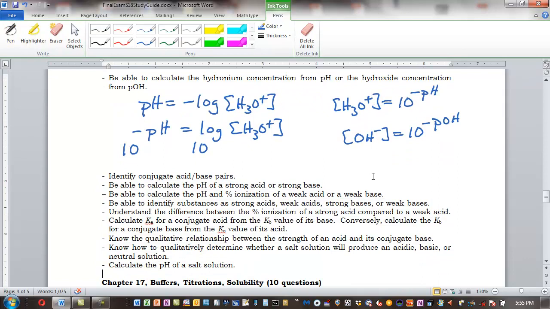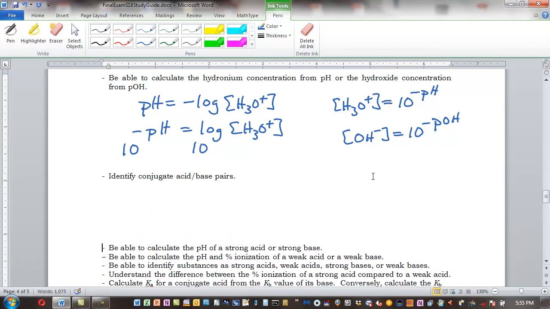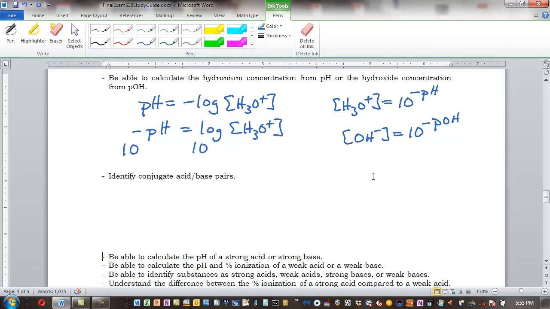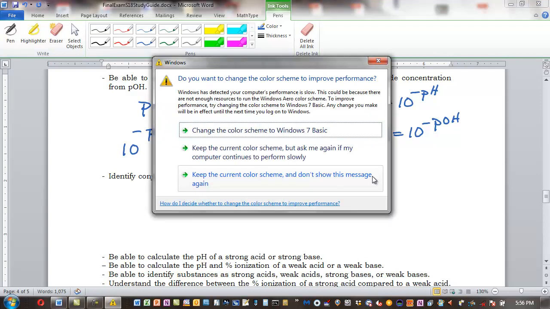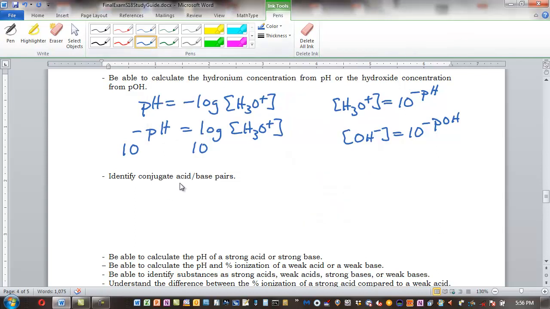All right, what else? There's still a lot left in this chapter. Conjugate acid-base pairs. What do they differ by? One hydrogen ion. When the acid donates its H+, you have left behind the conjugate base of that acid. If we had hydrochloric acid, a strong acid, what would its conjugate base be? Cl minus. They differ by one H+.